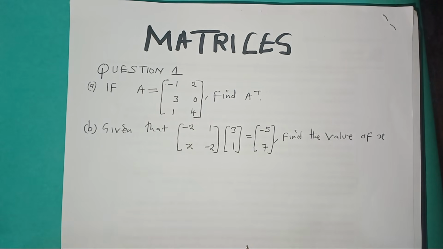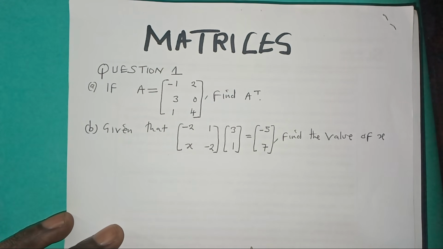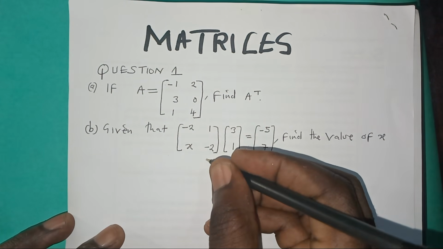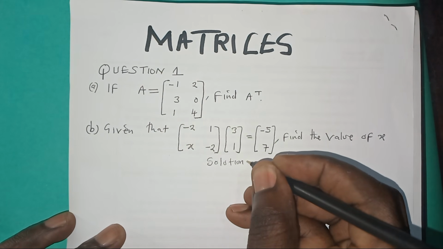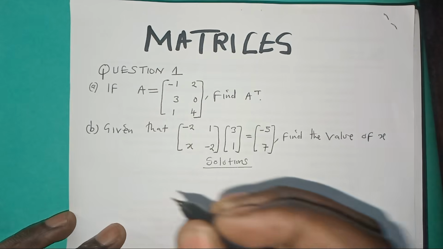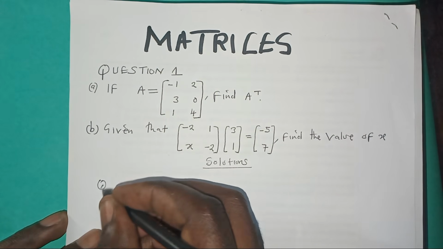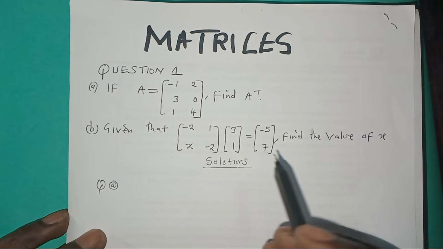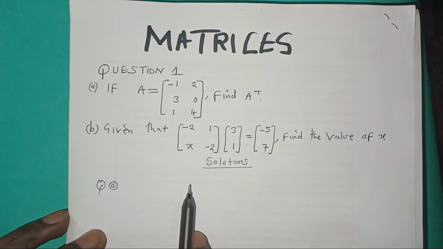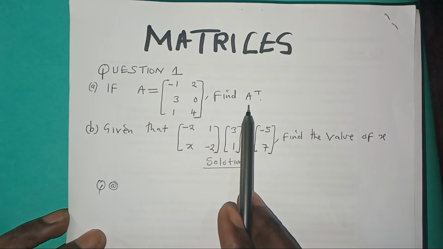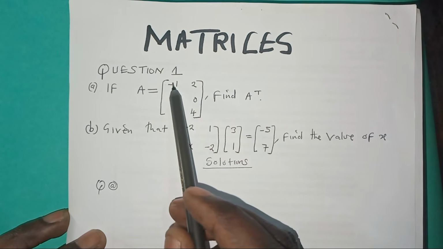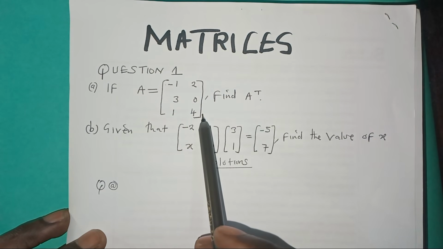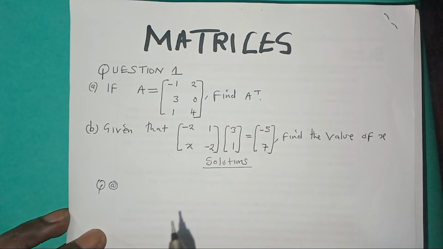So how do you get the transpose of a matrix? For our solution to the first part, question 1A, which is talking about the transpose, you simply change rows into columns. So how many rows do we have in here? We have 1, 2, 3 rows. So all these rows are going to be changed into columns.